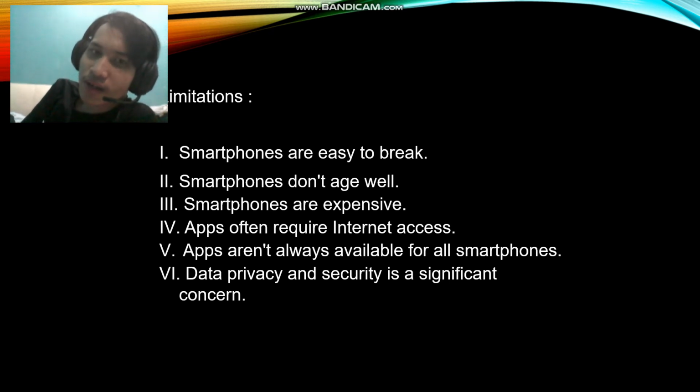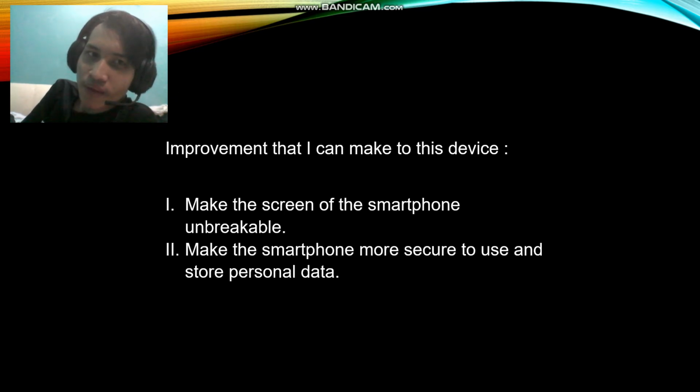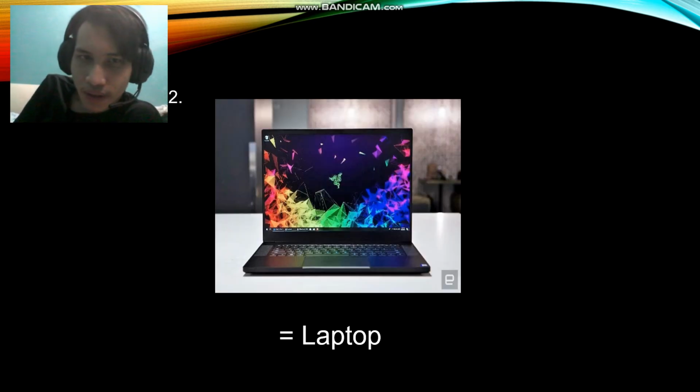Smartphones don't age well. Smartphones are expensive. Apps often require internet access. Apps aren't always available on all smartphones. Data privacy and security is a significant concern. The improvement that I can make to this device is I can make the screen of the smartphone unbreakable. I can also make the smartphone more secure to use and store personal data.